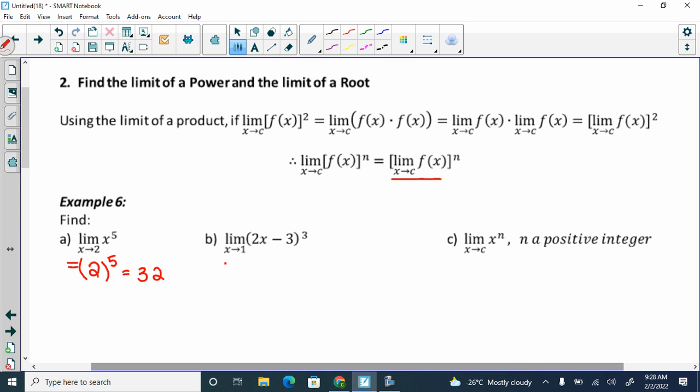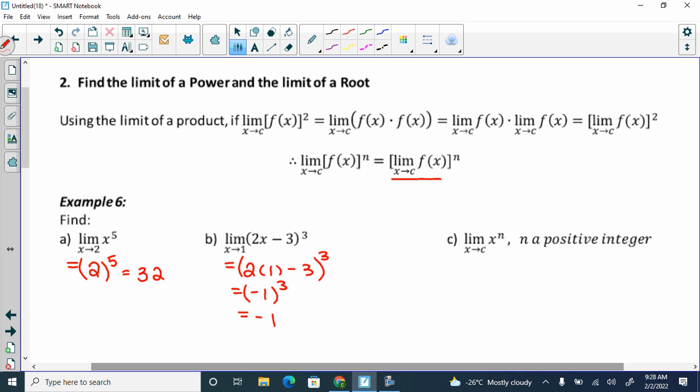This one, you would go 2 times 1 minus 3 cubed, which is negative 1 cubed, which is negative 1. So once again, this particular cubic function, when I go from the left of 1 and from the right of 1, they're both approaching negative 1. And because it's a cubic function, I also know that f of 1 is negative 1 as well, because the cubic function is continuous, correct? So the limit will equal the value of the function.